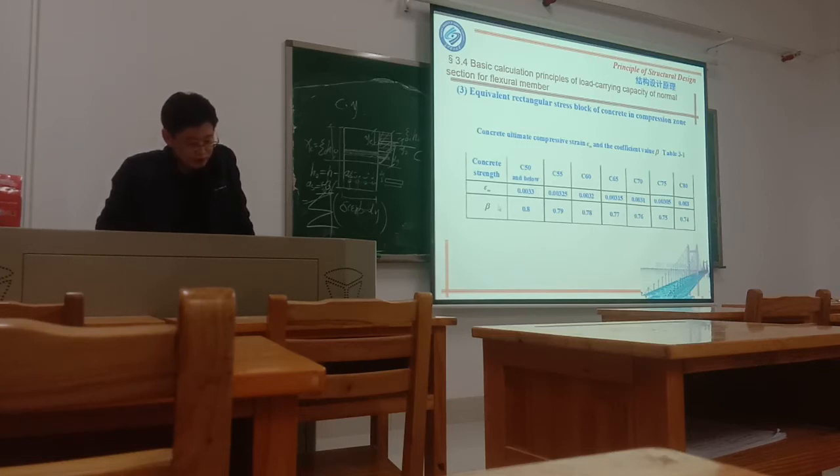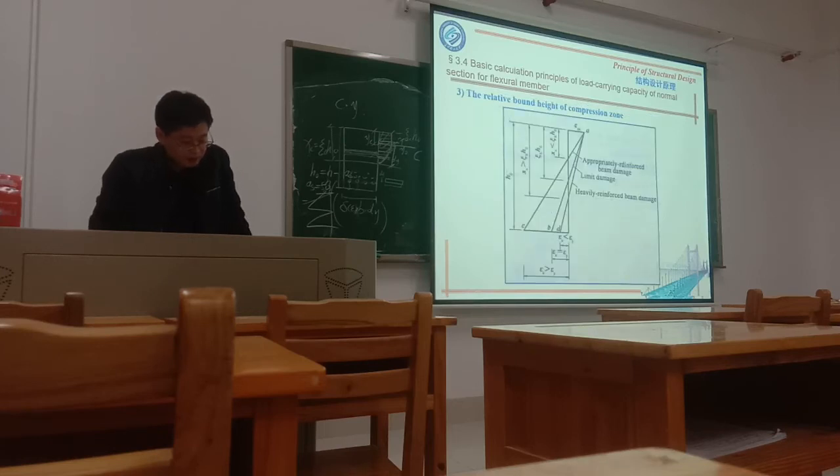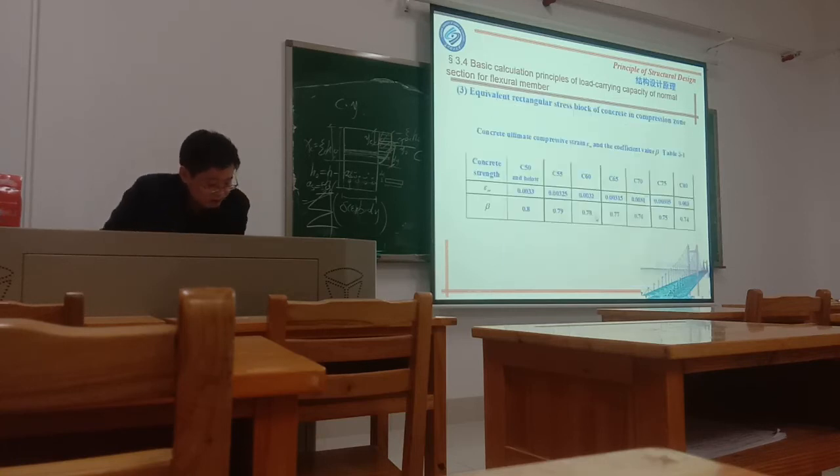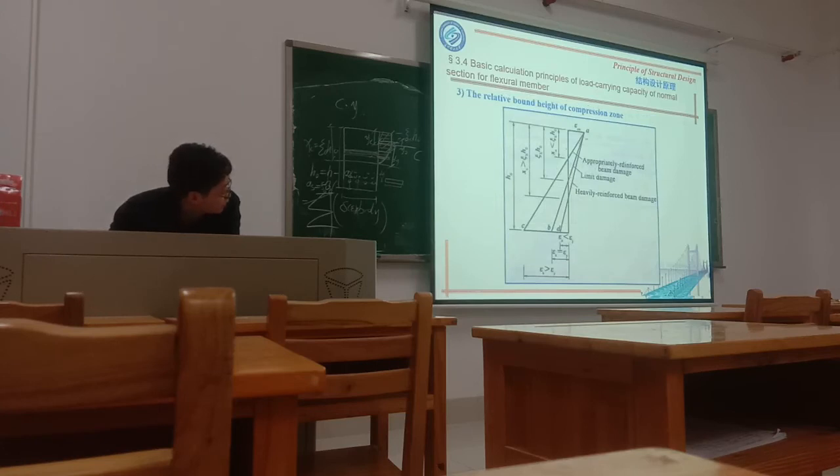So different grades of the concrete have different values of beta. And for this figure, different values mean different failure modes. Actually, for this slope line AC is appropriately reinforced. Actually, this is wrong. And for this, in the middle, AB is the limit situation, the limit boundary for the reinforcement. And this AB line means the over-reinforcement situation.